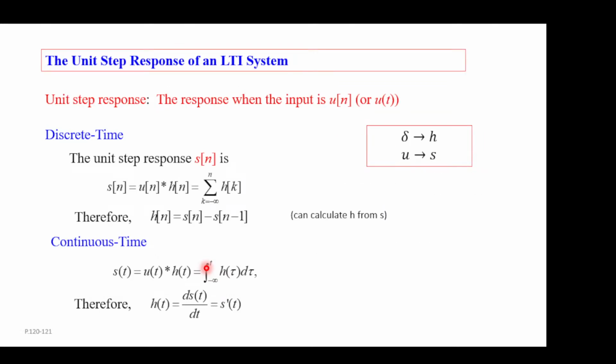And some more notation. This is not too important in terms of the structure of our course, but you probably want to remember that's the unit step response. So it's like the unit impulse response, but instead of using a delta function, you use a unit step function u applied to your system. Then what you get out is this x of t or x of n.